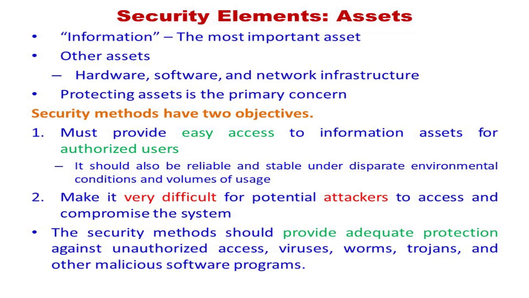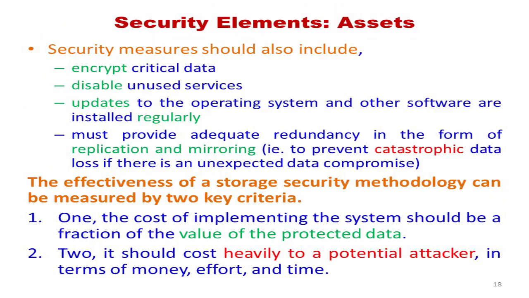Security methods have two objectives. They must provide easy access to information assets for authorized users. It should be reliable and stable under disparate environmental conditions and volume of usage. They should make it very difficult for potential attackers to access and compromise them. The security method should provide adequate protection against unauthorized access, viruses, worms, trojans, and other malicious software programs. Security measures should also include encrypting critical data, disabling unused services, updating the operating system and other software or installing patches regularly, and must provide adequate redundancy in the form of replication and mirroring.